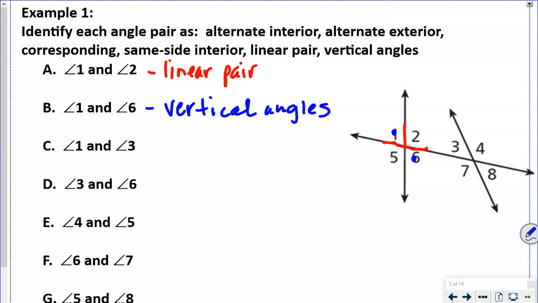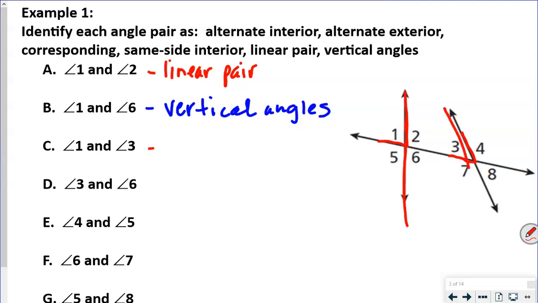All right, the next one is 1 and 3. So angle 1 and angle 3. Those angles are corresponding. They are on the same side of the transversal. Notice they're both on the left side of the lines, and they're above the transversal, okay? So I'm going to write same here just to help y'all remember. Same, comma, same. And these are corresponding angles.